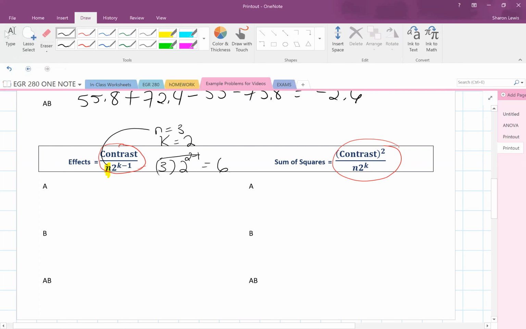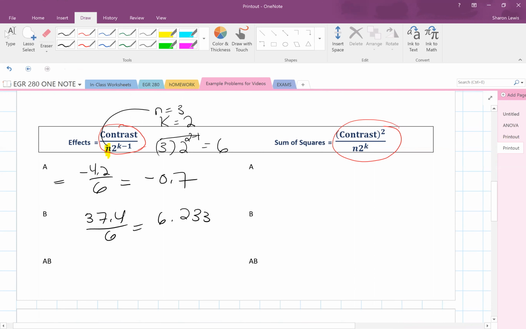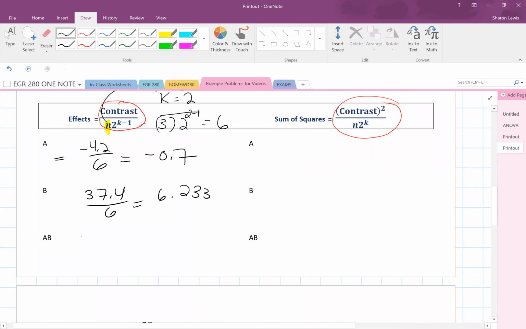So we'll take the contrast and divide by 6. For A, it was negative 4.2 divided by 6, and that's equal to negative 0.7. For B, it is 37.4 divided by 6, which gives us an effect of 6.233. And for AB, our contrast was negative 2.6 divided by 6, and the effect is negative 0.433.